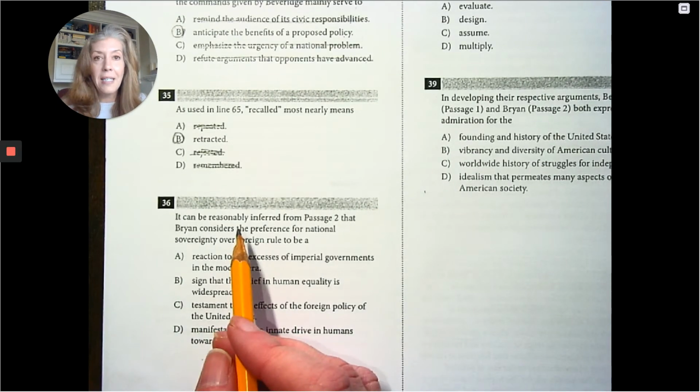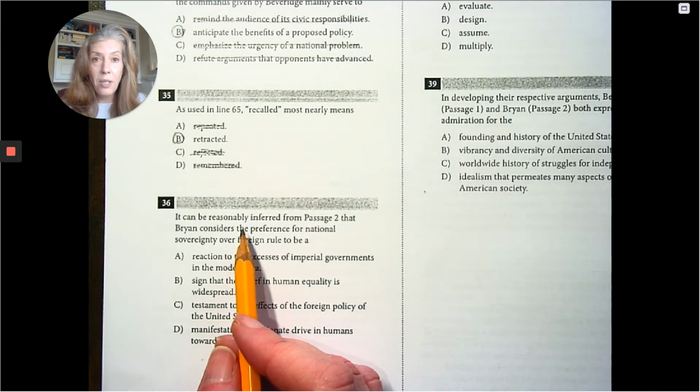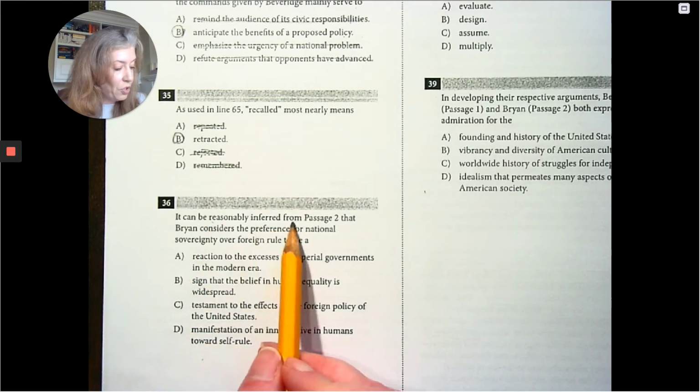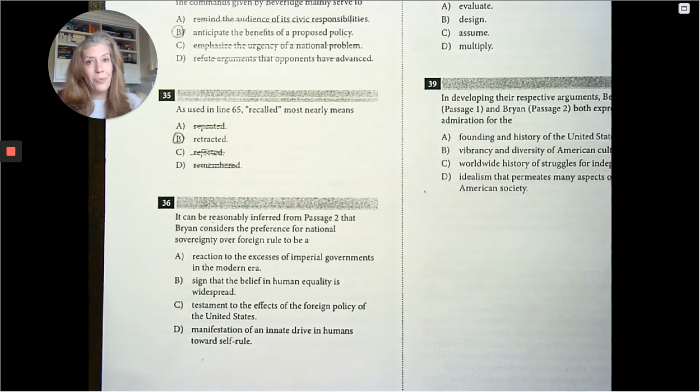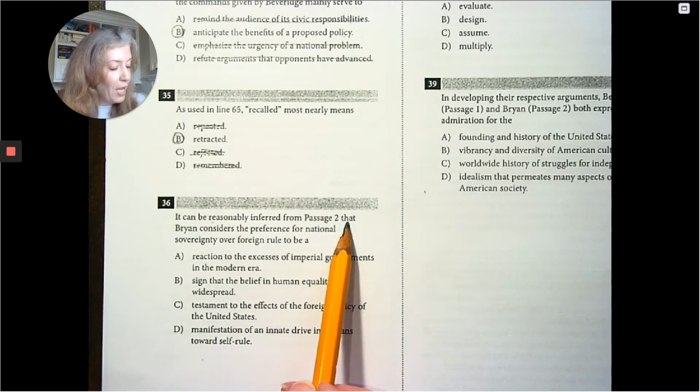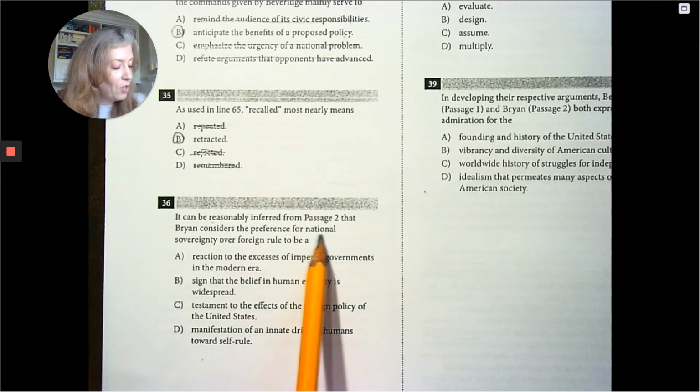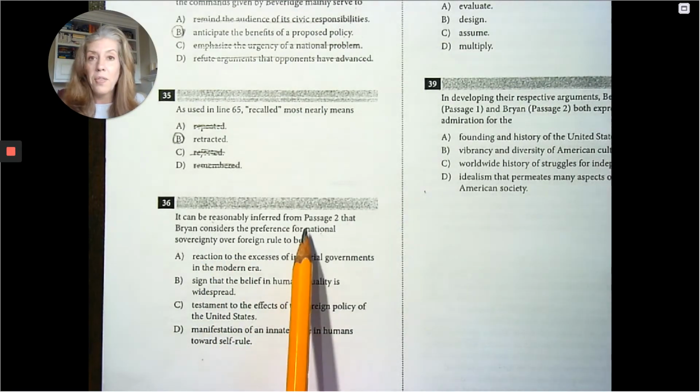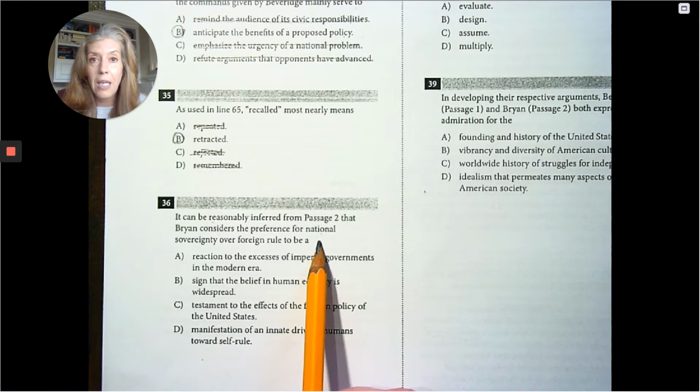Reasonably inferred, this is a theme question. This is our first theme question from passage 2. So quickly, we're done with passage 1 questions. It can be reasonably inferred from passage 2 that Brian considers the preference for national sovereignty over foreign rule. Remember, our theme is that it is instilled, it is within everyone that they want to rule themselves. They do not want a foreign ruler. So that was our theme. So we're going to match our theme to the possible answer choices.